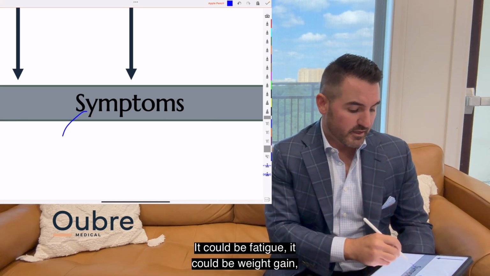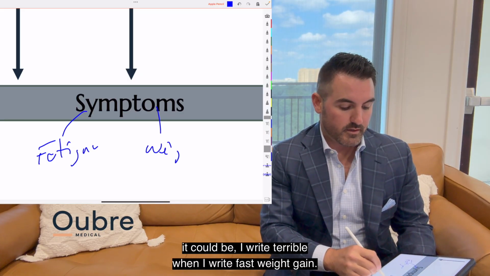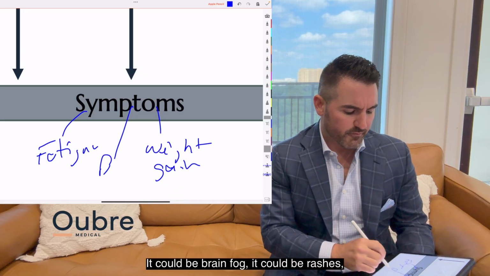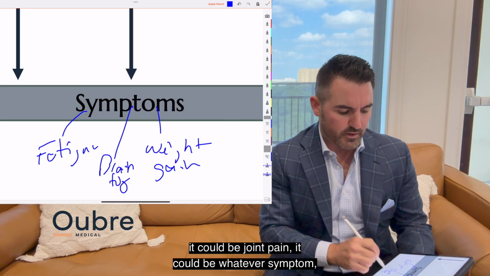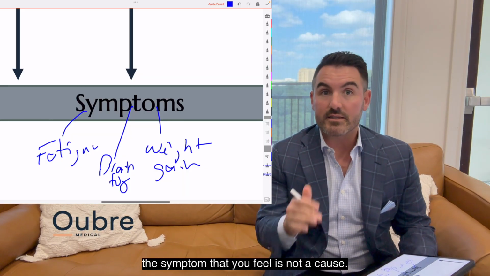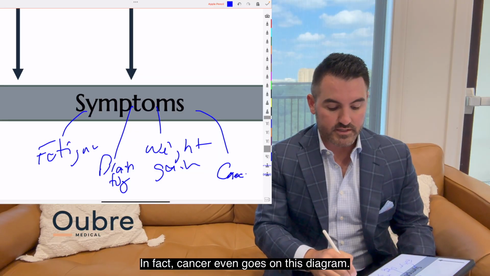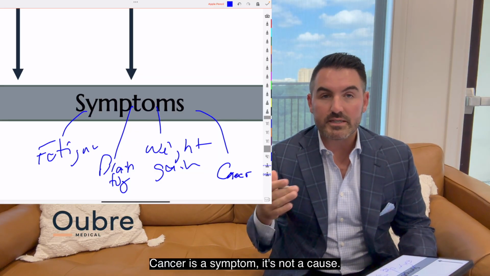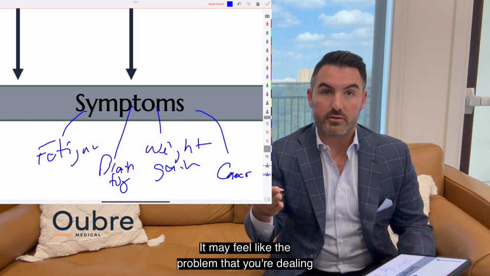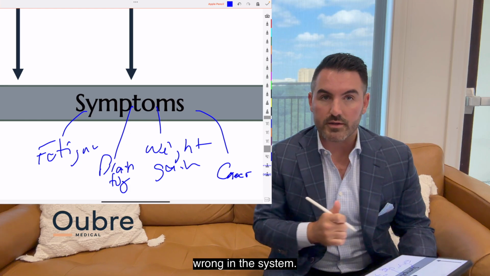Anything. It could be fatigue. It could be weight gain. It could be brain fog, it could be rashes, it could be joint pain, it could be whatever symptom. The symptom that you feel is not a cause, it's just what you feel. In fact, cancer even goes on this diagram. Cancer is a symptom, it's not a cause. It may feel like the problem that you're dealing with right now because it's such a big one, but that's a symptom of something else going wrong in the system.